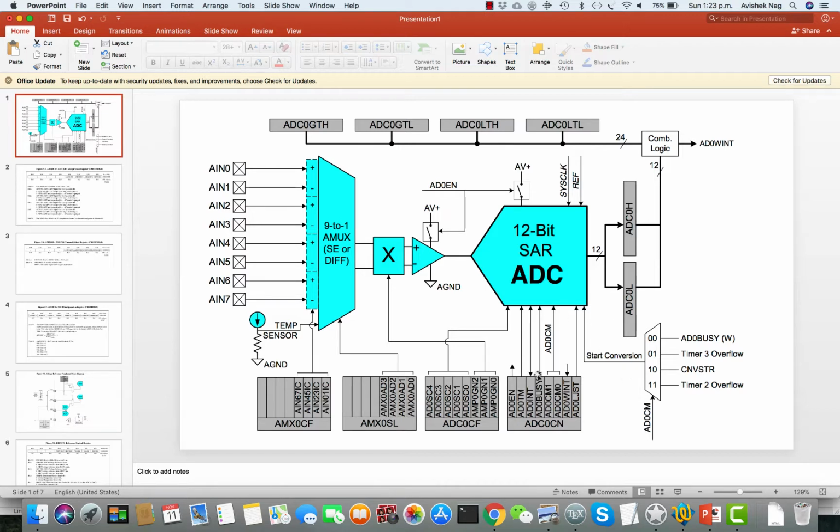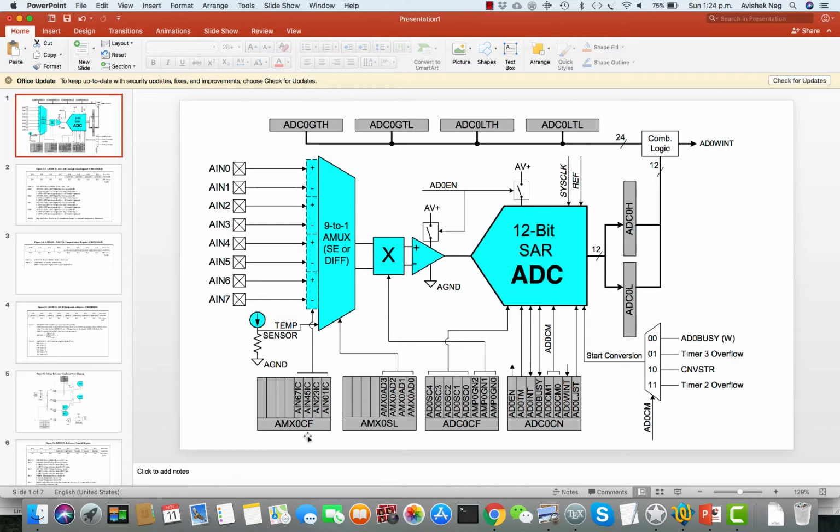I'm right now skipping the other fields in this register, because we are not working with these modes. We are only working with the 00 mode, and the 00 mode can be selected by putting ADC0CM1 equal to 0, ADC0CM0 equal to 0, and then you can start conversion by placing a 1 in this ADC0 busy line. Of course, you have to set this ADC0EN to 1 also to switch on, or power on, the ADC.